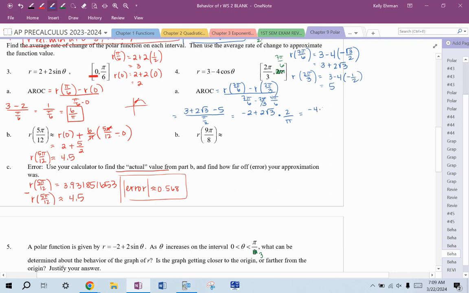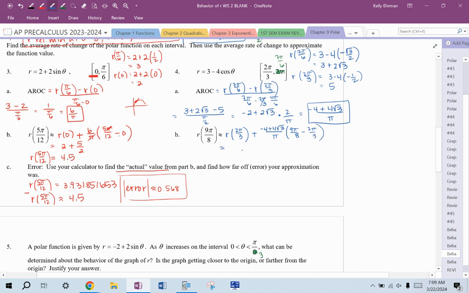So negative 4 plus 4 radical 3 all over pi. That's the average rate of change. To approximate 9 pi over 8, we're going to say it's r of your first point, 2 pi over 3. You could use the other point, but I think it's just good habit to get into the first one. Plus the average rate of change times the difference between your approximation value and your jumping off point.